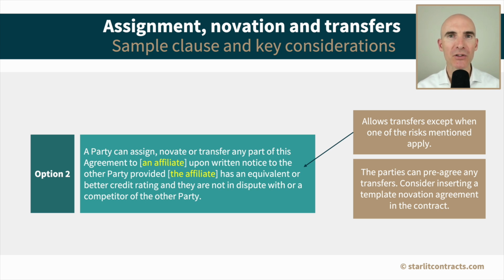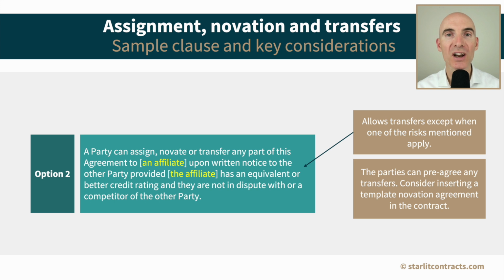So it talks about the transferee, the recipient of those rights and obligations, having an equivalent credit rating to the contract party, and not being in dispute with the other contract party or a competitor to the other contract party. But again, this is something that you can modify to be appropriate for your deal. Would you want those specific preconditions in there or something in addition?